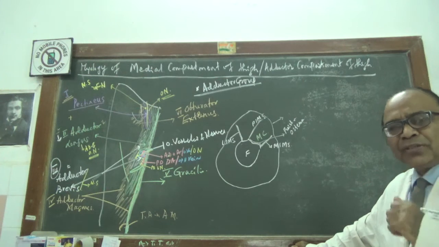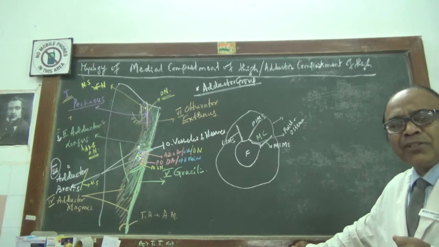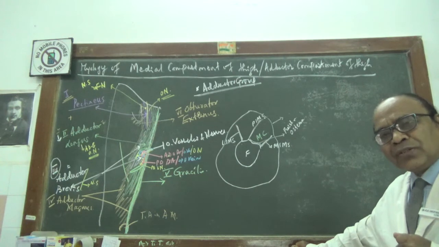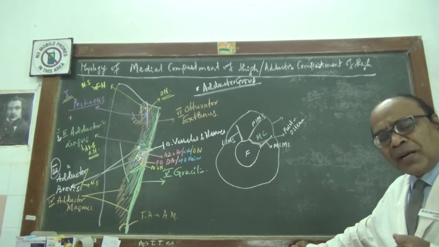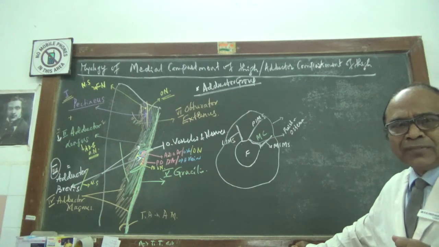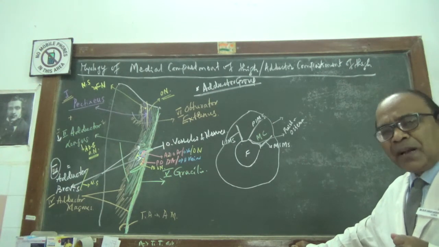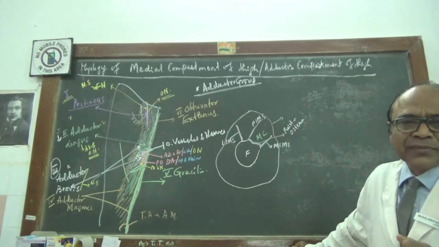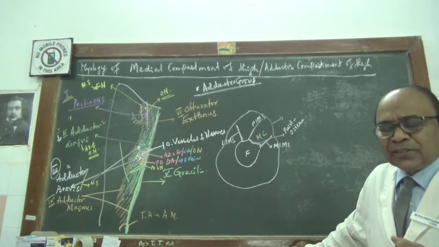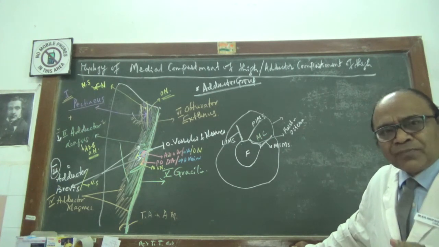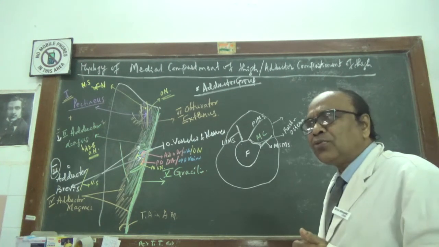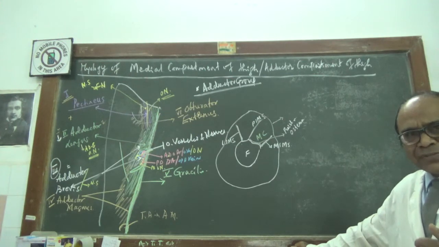The adductor magnus also takes origin from the femoral surface of the ramus of the ischium and the lower lateral part of the ischial tuberosity. Apart from that, it also takes origin from the sacrotuberous ligament. From all these points of origin, this adductor magnus, with its wide range of origin, runs in different directions.